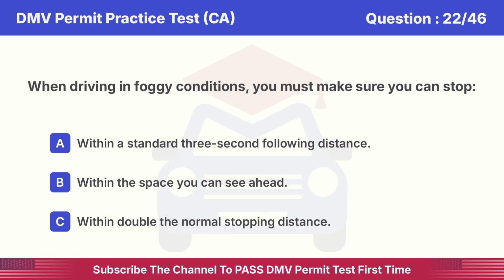Question 22. When driving in foggy conditions, you must make sure you can stop. Option A, within a standard 3-second following distance. B, within the space you can see ahead. C, within double the normal stopping distance. Answer is B, within the space you can see ahead.